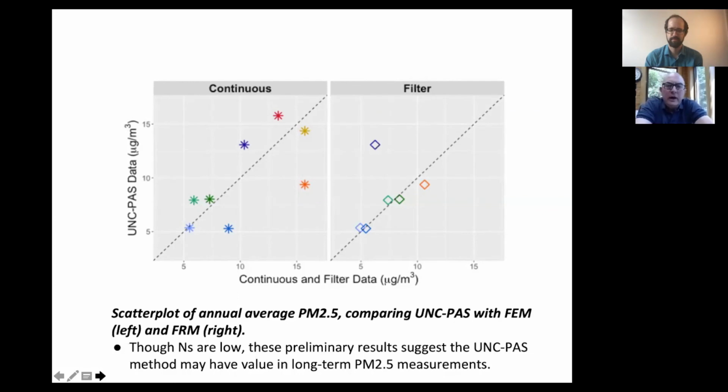The left plot is showing our data plotted against the federal equivalent method, which is the real-time method, the BAM method that's used by the EPA. And on the right, we had fewer filter samples to co-locate, unfortunately, because of some missing data on the filter side, but also showing the correlation. And these correlations are on the order of 0.6 to 0.8, which is, I think, pretty good for a first effort, suggesting that a passive sampler collected sequentially for a month or 2 months at a time can actually fill an important gap in long-term sampling.